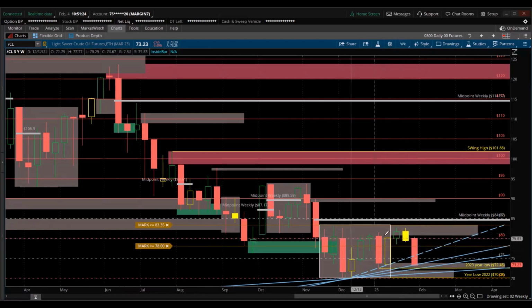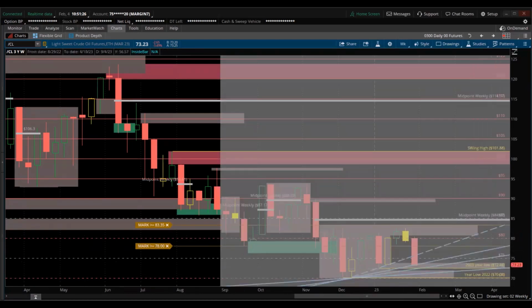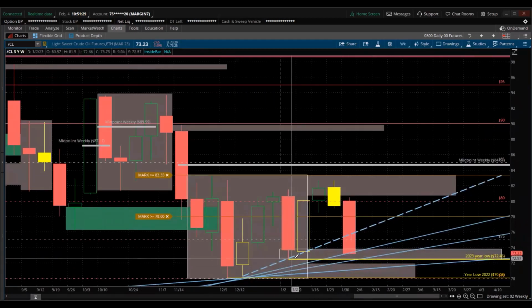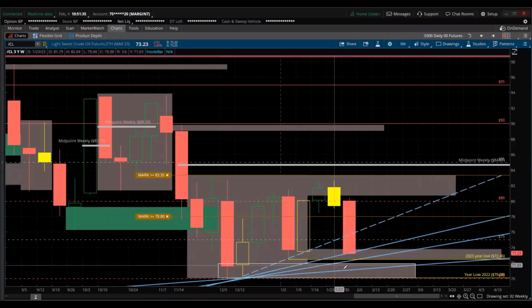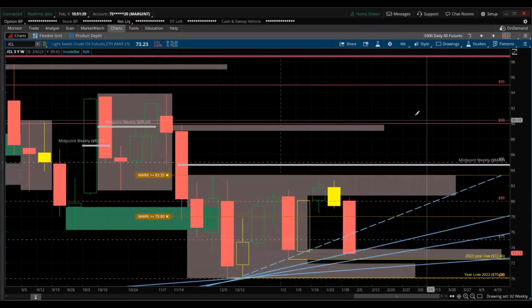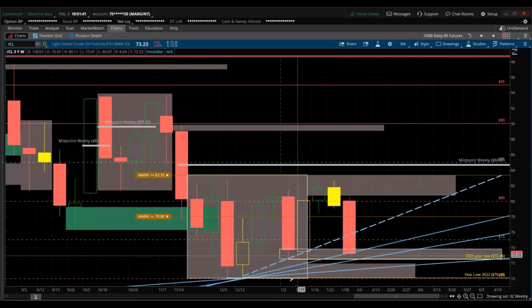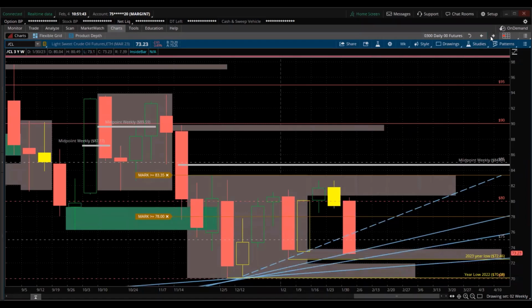Bigger picture, it's still in this consolidation. Yep, it has not taken out the low of the year. There's the low of the year, 2023, and there's the low of last year. So one might expect it's going to have possibly buyers stepping in here because it's testing these trend lines and price levels of prior buyers.